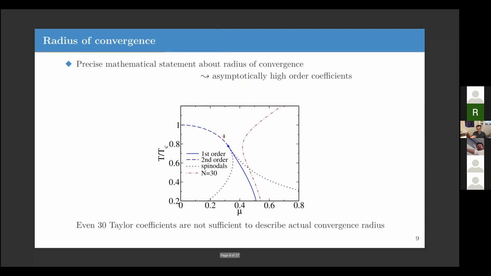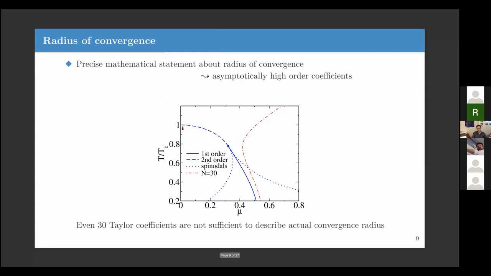Of course, to really extract the radius of convergence with Taylor series expansion, one has to do a really good job. At least if we consider a model calculation, it doesn't necessarily mean that we will have the same issue in QCD, but if we consider a model calculation, we know where the radius of convergence is located here in the chiral limit. But if I would just take 30 Taylor series coefficients and try to extract the radius of convergence, it gives me this point.